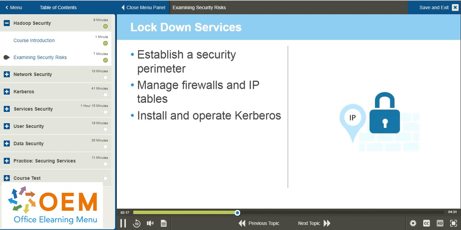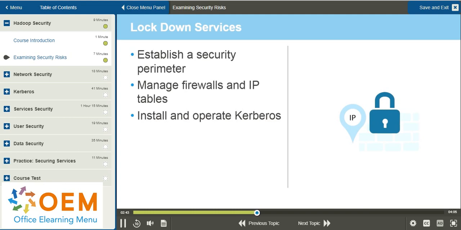Regarding lockdown services, you need to establish a perimeter to guard and gatekeep access to the cluster. This is about authentication of users and services onto the Hadoop cluster. The standard technology deployed in this pillar are 1. Firewalls and IP tables, and 2. Kerberos. Regarding firewalls and IP tables, this is the management of our firewall and our IP tables for access to the Hadoop cluster.